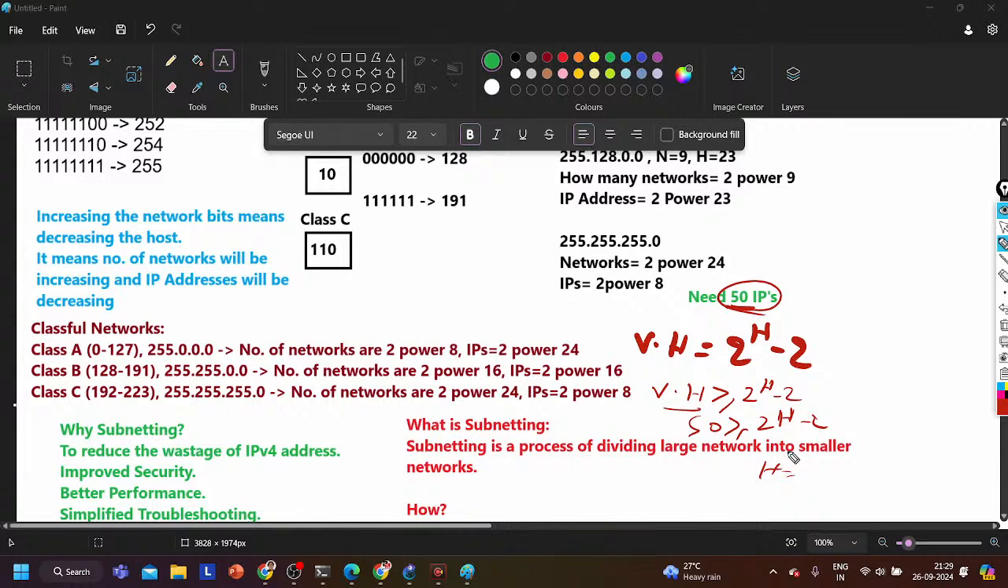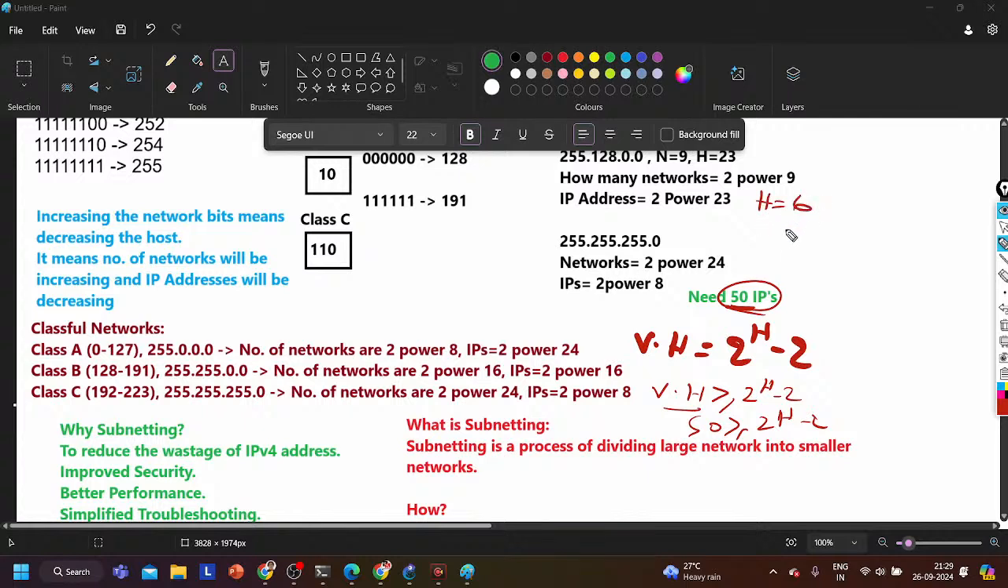If h is 5, then 2 to the power 5 is 32, minus 2 means I am getting 30. So h is 6. H should be 6. So I have fixed it.